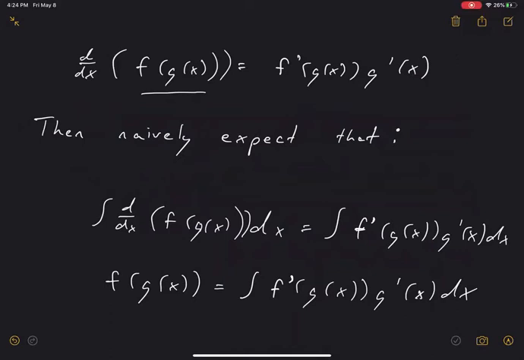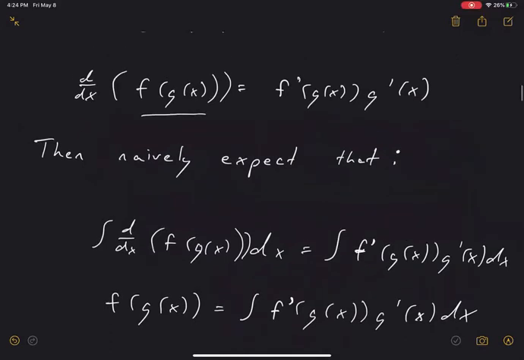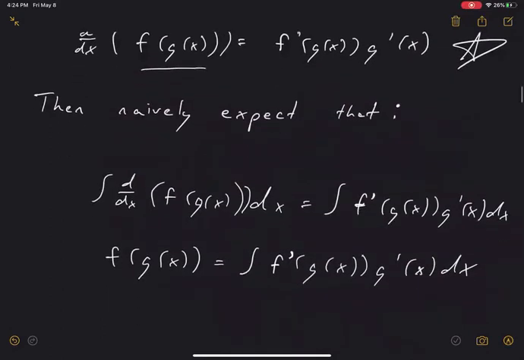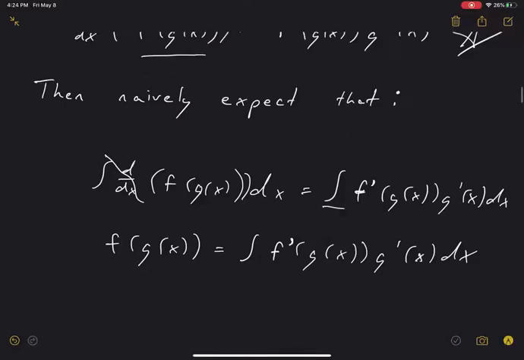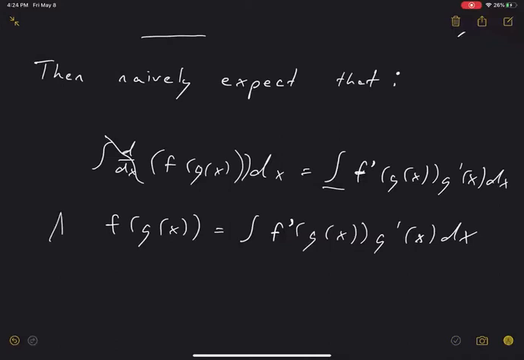So I naively expect that, okay, if I just integrate both sides of this thing, if I look at that expression and just integrate both sides, what's going to happen? Well, on the left side, the integral and the derivative are going to cancel out, and then I have the integral on this side. So I expect to get this line.